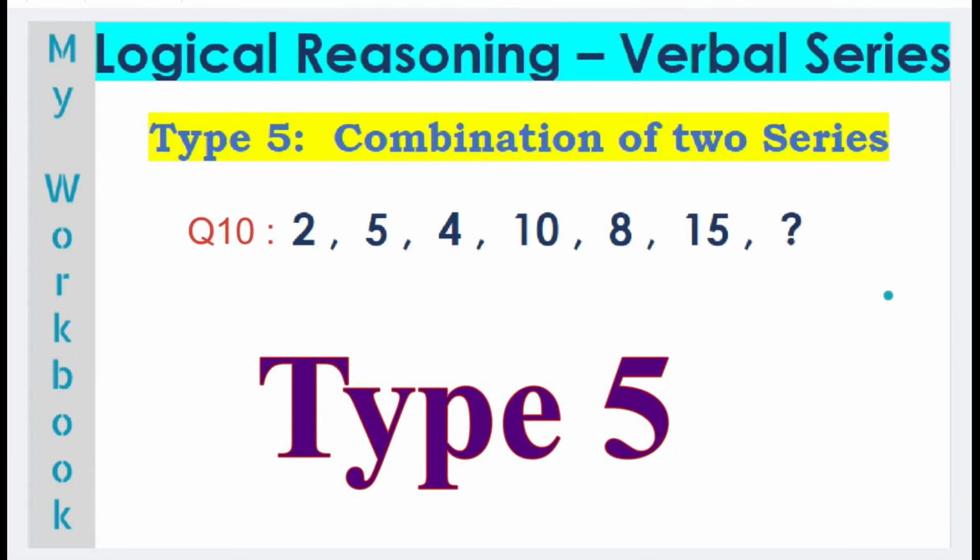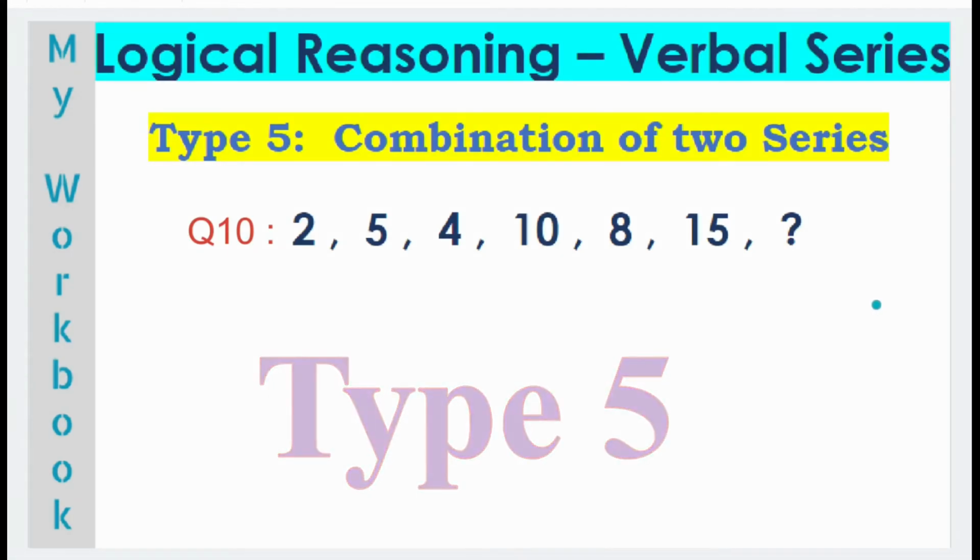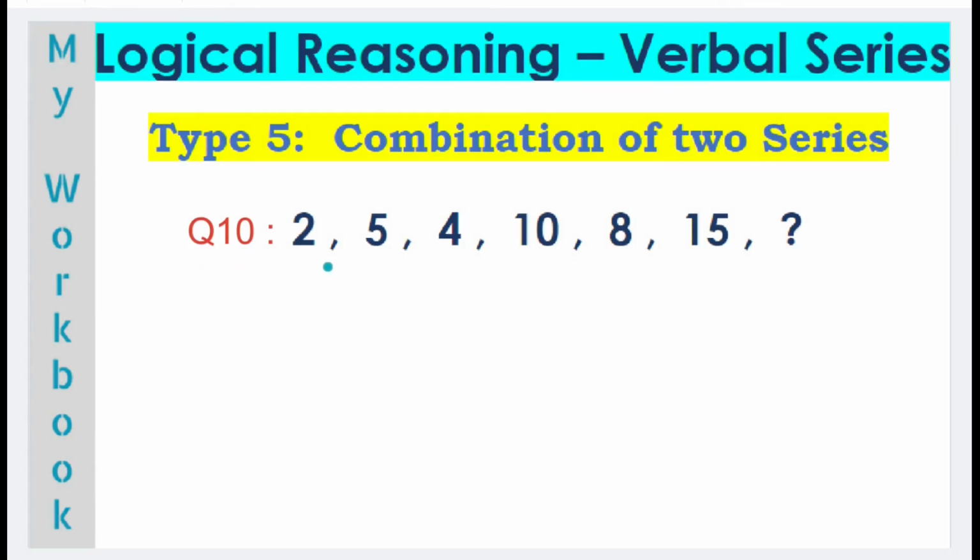Let's move on to type 5. Here there will be a combination of two series. The series will be alternating in nature. There will be more than one series combined here. Question number 10, 2, 5, 4, 10, 8, 15, and we need to find the next element.